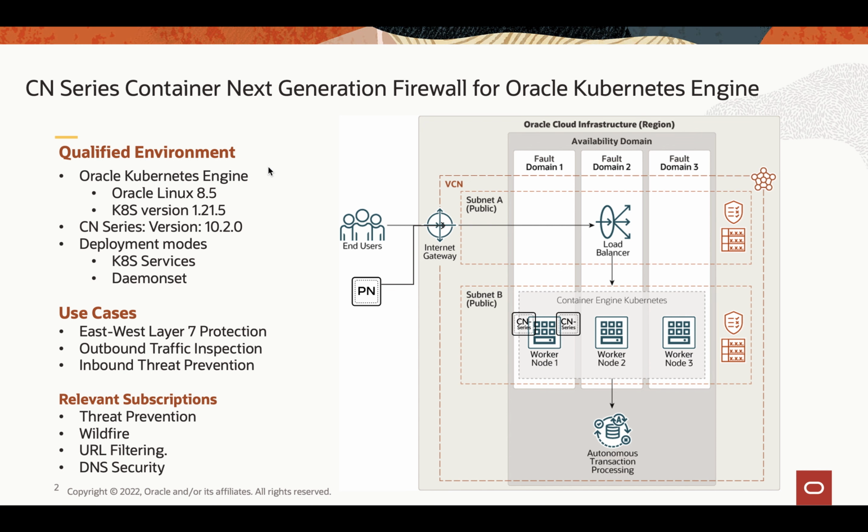Once you select your mode, you can manage the CN Series configuration using Palo Alto Panorama, which is also available on OCI Marketplace. So in this short demo, you will see a quick overview of how you can use CN Series and how you can secure your web application running on your Kubernetes cluster.